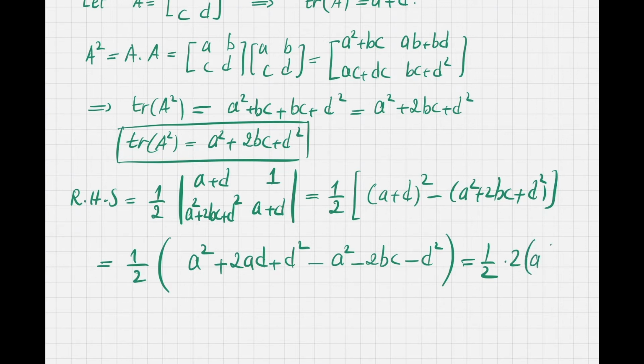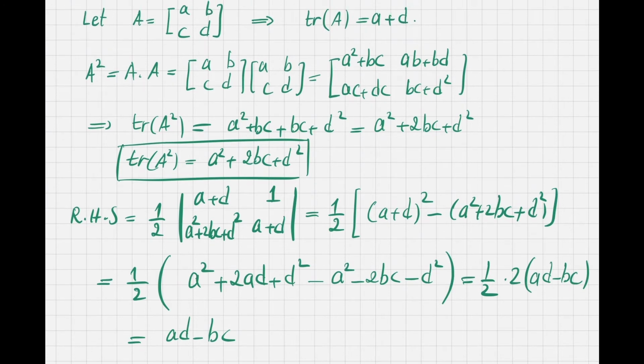It becomes AD minus BC. But then I can simplify these twos and then I will get AD minus BC. Yes, but AD minus BC is exactly the determinant of this matrix, A times D minus B times C. So what I get is exactly equal to the determinant of A, and this is the left-hand side. Okay, so we were able to prove that the right-hand side is equal to the left-hand side.